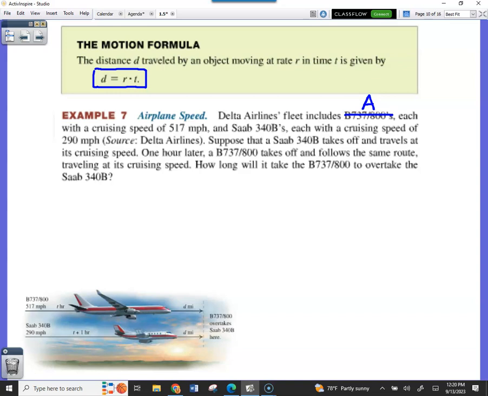It does have a cruising speed of 517 miles per hour. So let's make a note. Plane A goes 517 miles per hour. And Saab 340Bs, what do you think I'm going to call that? B. Yeah, I'm going to call that plane B. Each with a cruising speed of 290 miles per hour. I don't care about the source, and I'm going to come down here and say to myself, okay, you got plane B that goes 290 miles per hour.